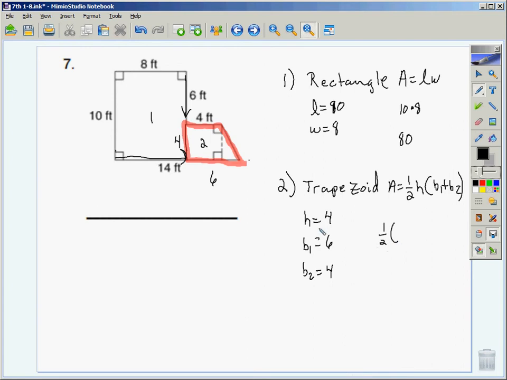1/2 the height, which is 4, times 6 plus 4. What's half of 4? What is 6 plus 4? And what's 2 times 10? What's 80 plus 20? Remember, we've got to add the two pieces together. I get 100 feet squared.